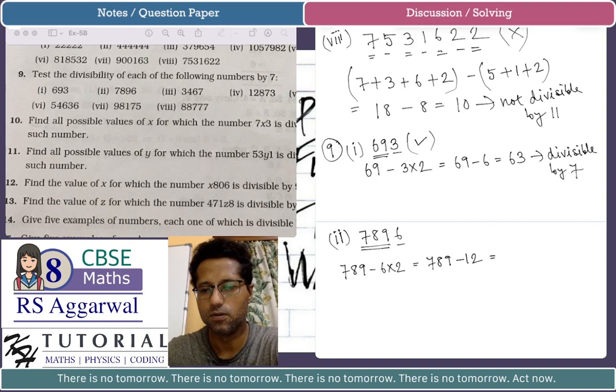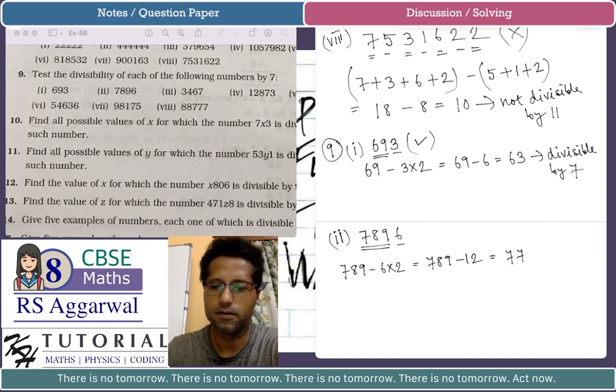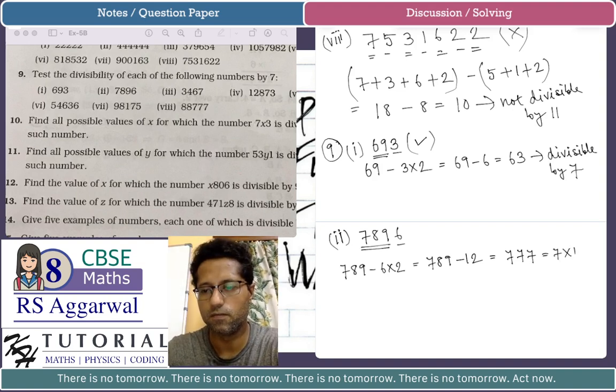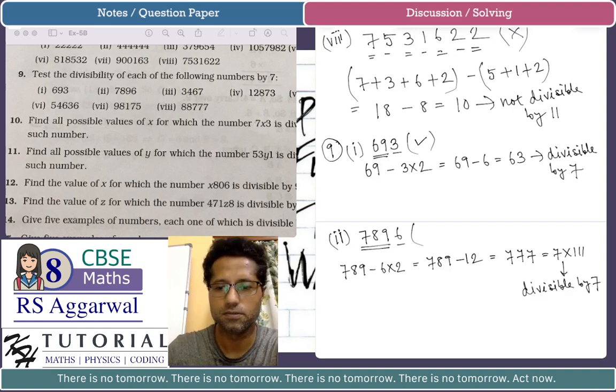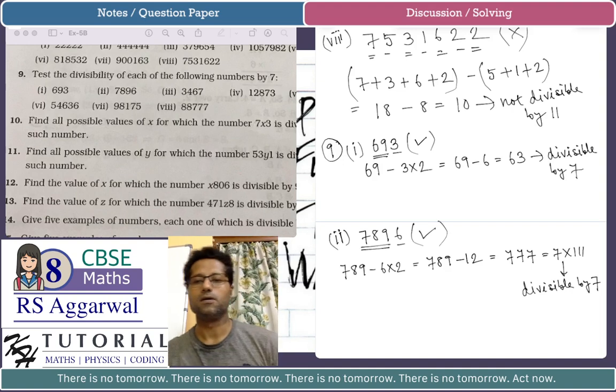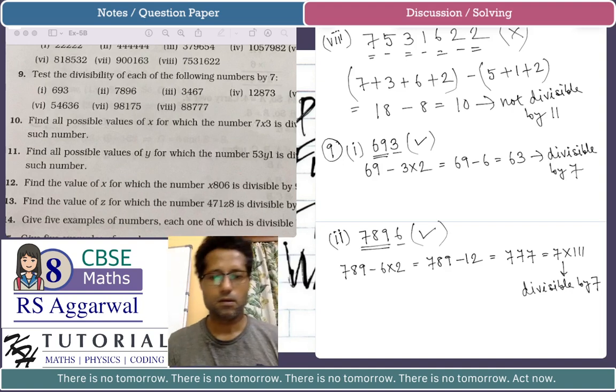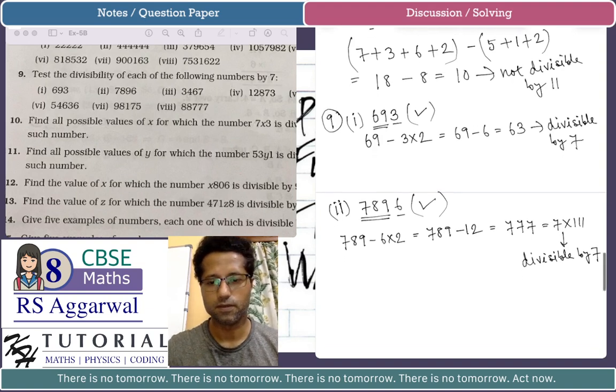This is equal to 777. This is of course equal to 7 into 111. This number is divisible by 7. Hence, the given number is divisible by 7. I will do one more number. Let's do 7.